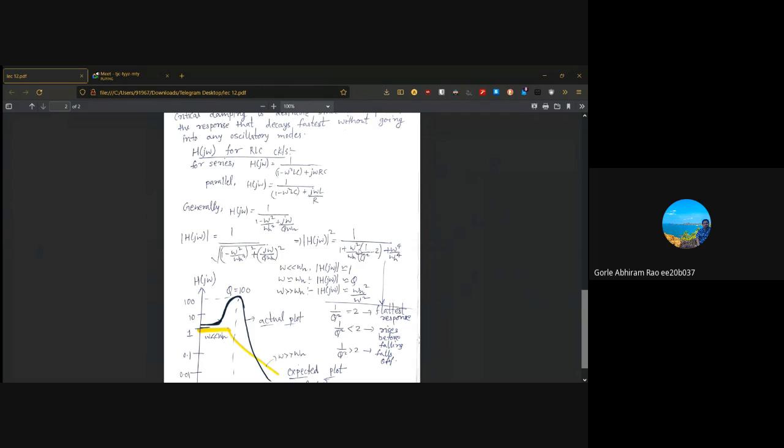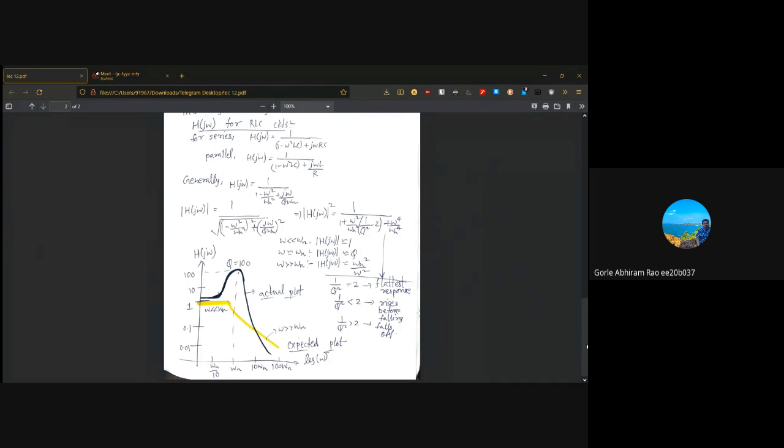If you find the magnitude here, it comes out to be 1 by the square root of 1 plus ω² by ωn² into (1/Q² minus 2) plus ω⁴ by ωn⁴. Whenever ω is way lower than ωn, the resonant frequency, our H(jω) is basically going to be 1. And when ω is far higher than ωn, our H(jω) comes out to be ωn² by ω², right?